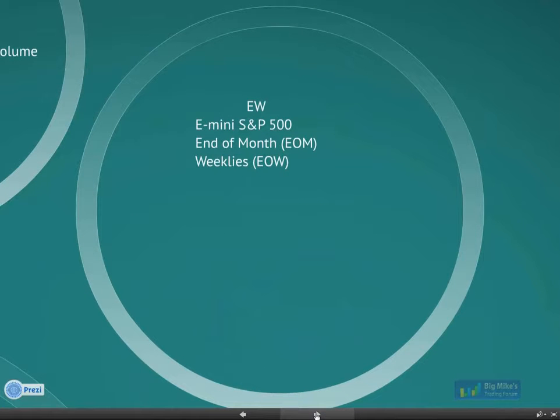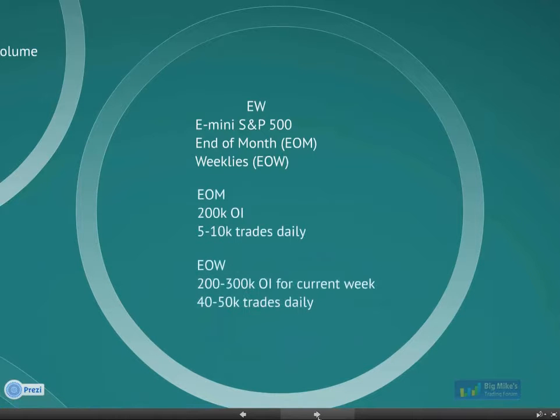EW contract, that's the E-mini S&P 500 end of the month contracts, and there are also weekly contracts, so it'd be EW1, EW2, and EW4. The end of the month has about 200,000 open interest with 5 to 10,000 trades a day. The end of the week ones will get up to 200,000 to 300,000 open interest for a week, and there's 40 to 50,000 trades daily for the week that's currently being traded, the close-in one.